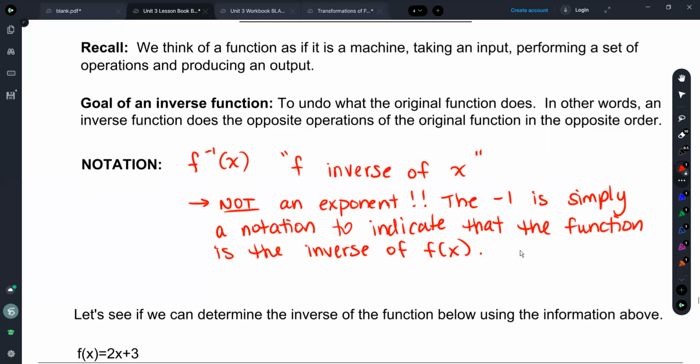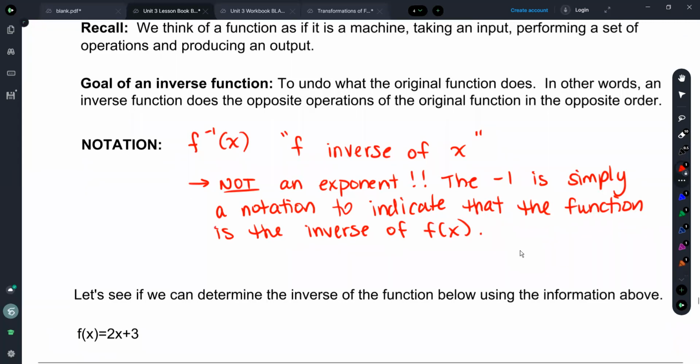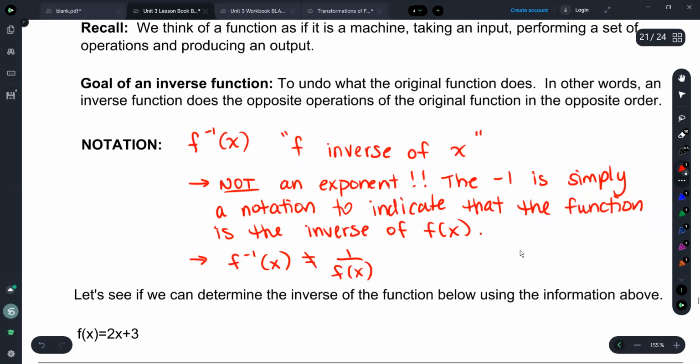The -1 is simply a notation that we use to indicate that this particular function is the inverse of the f at x function. And of course, we know we can use different names for functions. So if it's g at x, we can say g inverse of x. If it's h at x, we can say h inverse, and so on. So because this is not an exponent, we know that f of f inverse of x should not be equal to 1 over f at x. We're not allowed to use the negative exponent rule and bring this down and then make the exponent positive. So these two things are not equivalent.